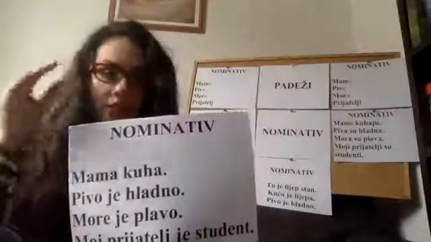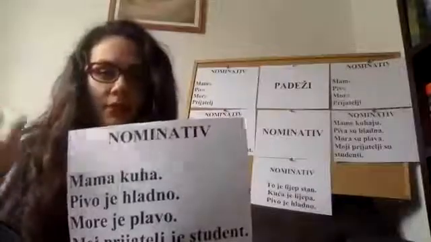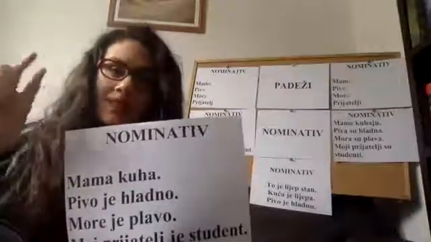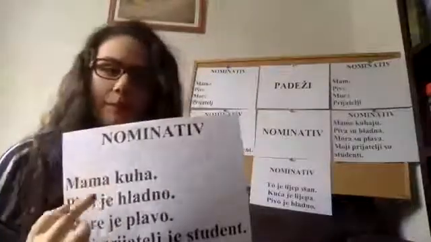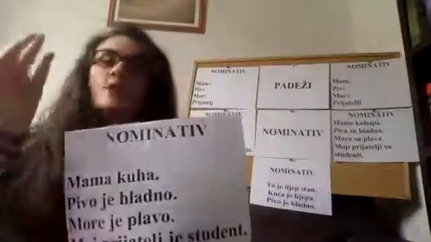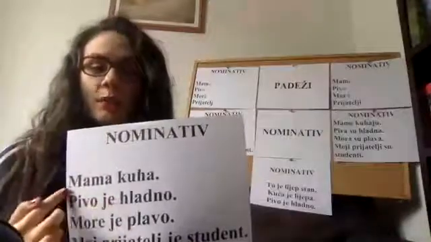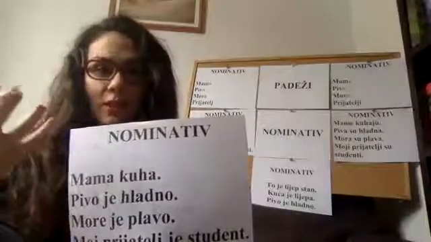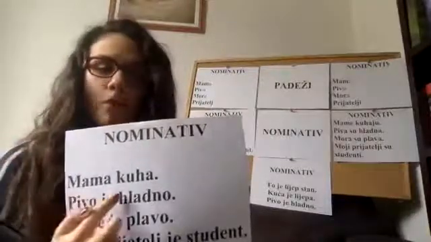We say when a word takes some different form, we say that this word is in this case. We say mama is in nominative. So this form, the ground form of the word, is used when the word is the subject of the sentence or doing the action in the sentence. Mama kuha.